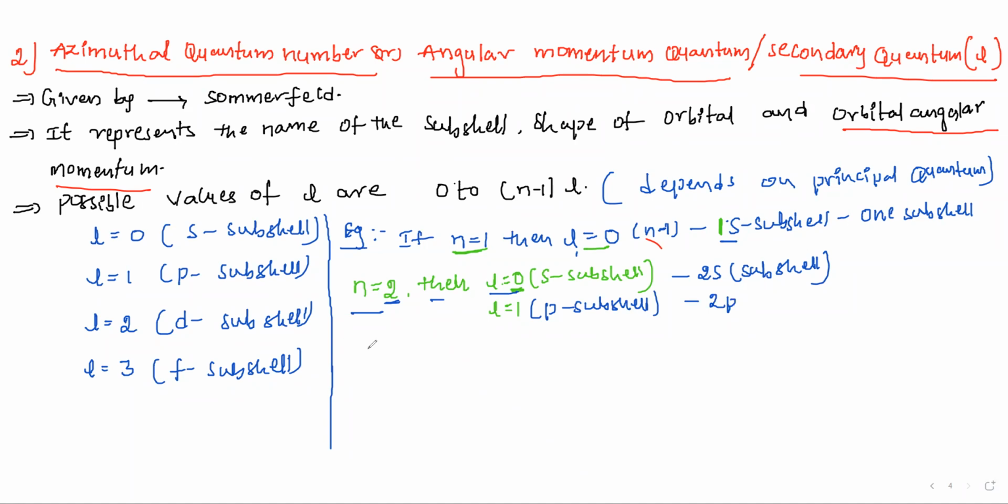ఇప్పుడు మీరే చెప్తారు చూడండి. ఫర్ ఎగ్జాంపుల్ n is equal to 3 అమ్మా. ఫర్ ఏ థర్డ్ షెల్ the possible L values are L is equal to 0 and L is equal to 1 and L is equal to 2.